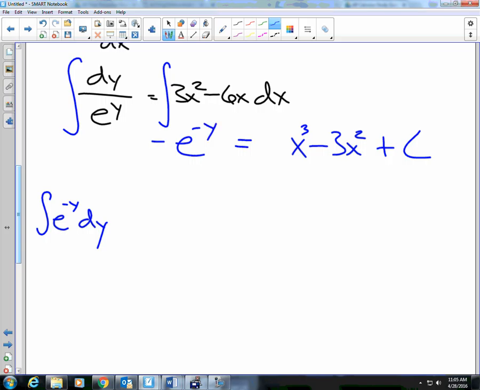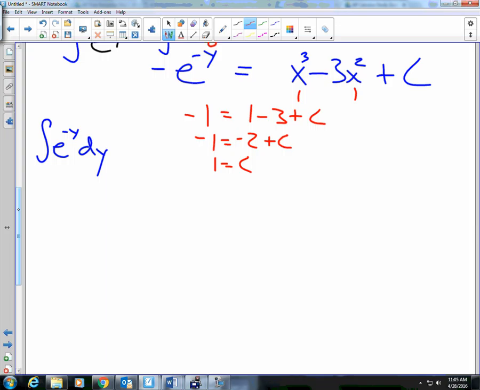Hey, I got a great idea. Let's find our initial condition. What's our initial condition? 1, 0. So 1 goes in for x, 0 goes in for y. What's e to the 0? 1. Negative 1 times 1 equals 1 minus 3 plus c, or negative 1 is equal to negative 2 plus a constant, or 1 is equal to c. So, therefore, I have negative e to the negative y is equal to x to the third minus 3x squared plus 1.